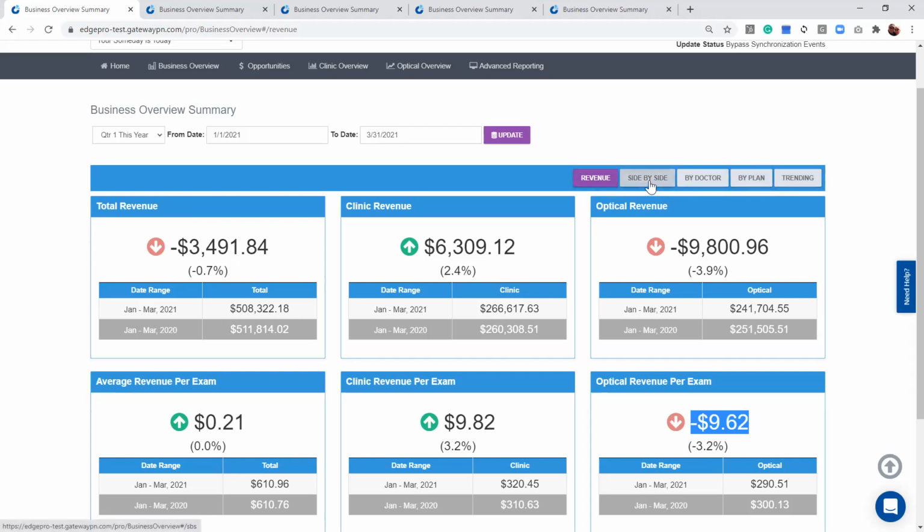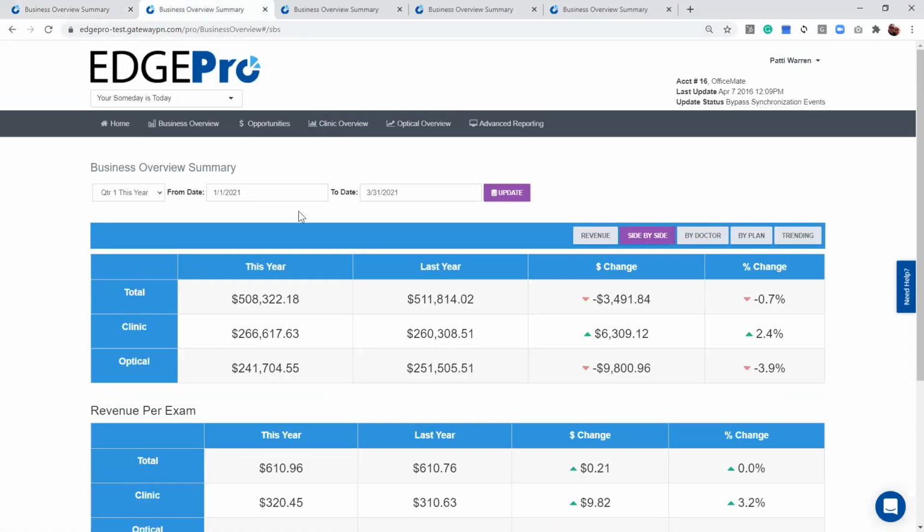The side-by-side button, really, it is no different than the page that we just looked at, only visually it's set up a little differently. So here's my 508,000. Here is the 511 from last year, and here's my decrease of $3,400. Only difference between this page and the page that we just looked at is this is more in rows and columns. And that's where we say, visually, we kind of all learn differently. So you just have a different view is all that this is.